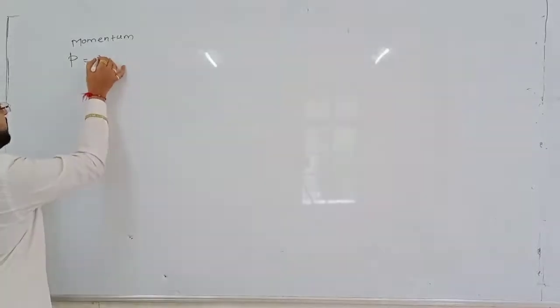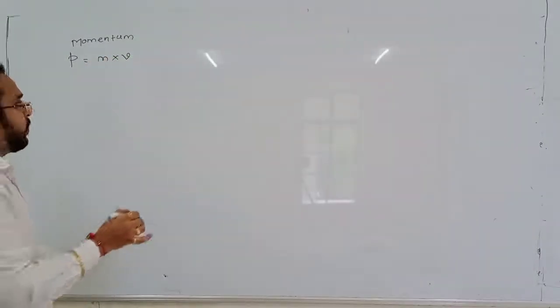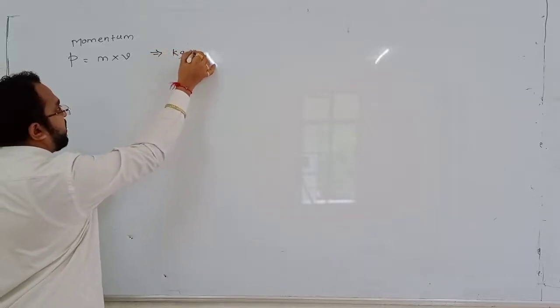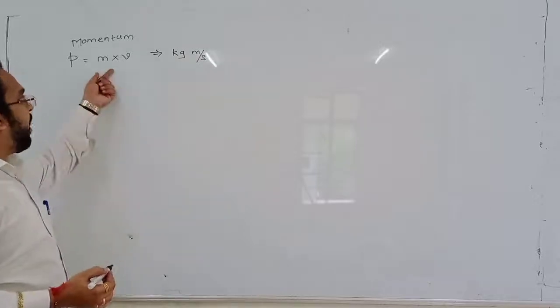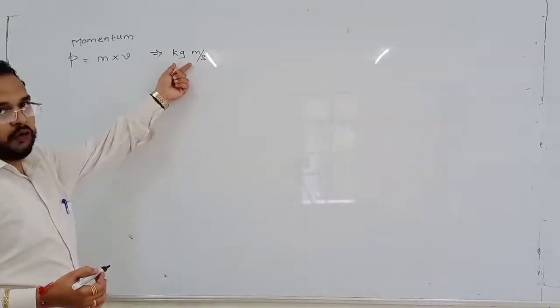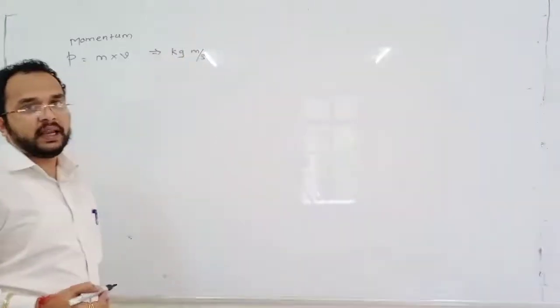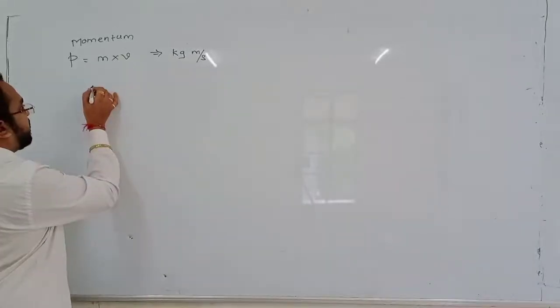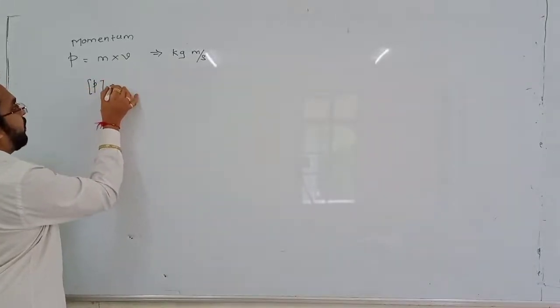So momentum is mass into velocity. So its unit will be kg meter per second. Unit of mass is kg and unit of velocity is meter per second. So this is the unit of momentum. So what will be the dimensions of momentum?